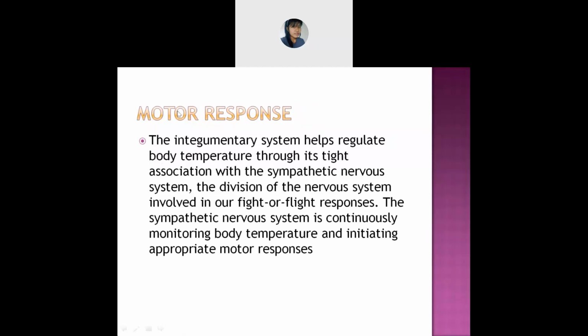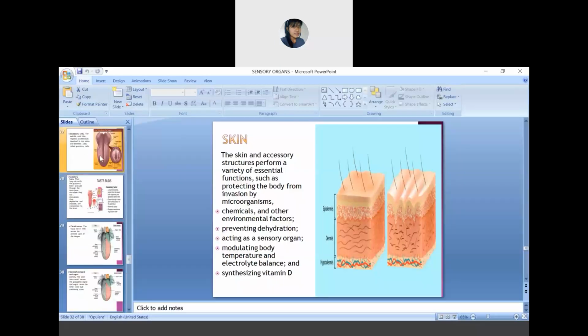Next is the motor response. The skin also helps in fight or flight, means a quick response to some external environment, like what is happening around you. In that way, it helps you in that. It also helps you in monitoring the body temperature and the motor response. I hope it's clear. This is also known as the integumentary system. Okay, that's about it. Is it clear?